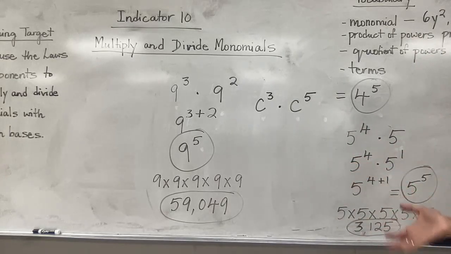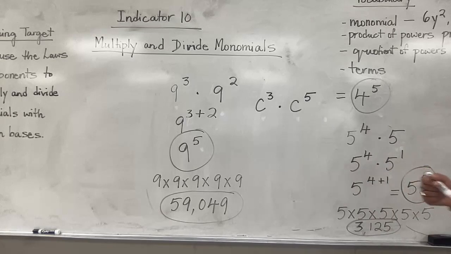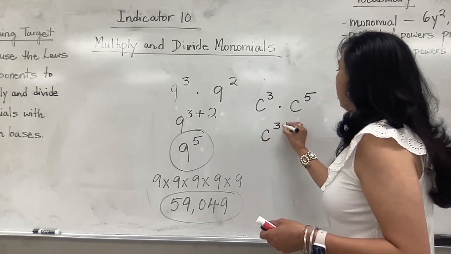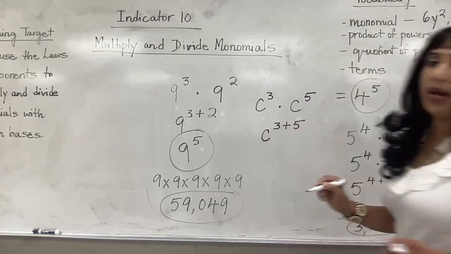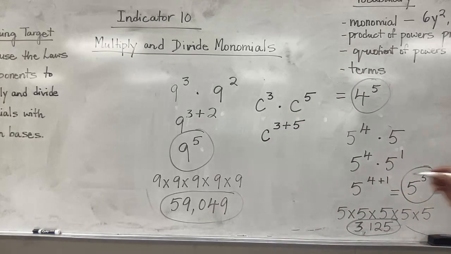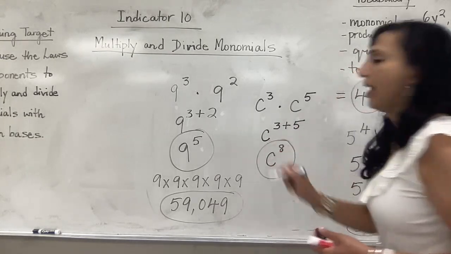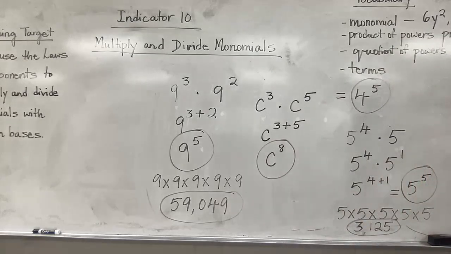How many factors of c overall? Based on the product of powers property, I take the same base and then I add the exponents. 3 plus 5, I'm going to get 8. So this is c to the 8th power, and that is my final answer. So you can do it based on the algebraic expression method also.